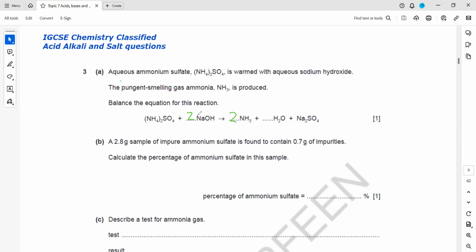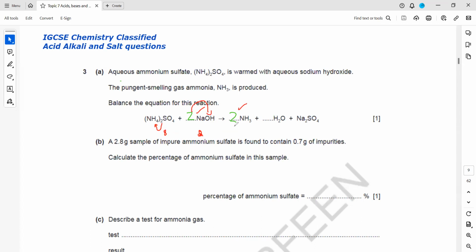We have 2 sodium. Okay, sodium is balanced. Nitrogen, this 2 is multiplied here, so the 2 nitrogen is balanced. Sulfur is 1, it's balanced. What about hydrogen? We have 4 multiplied by 2, 8, and plus 2, 10 are there. If you see this number, 4 multiplied by 2, here we have 8. And if you add this 2, it makes 10 total.